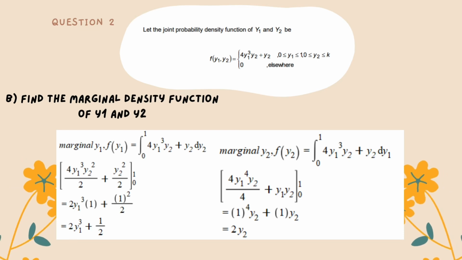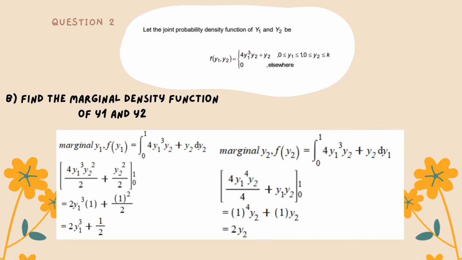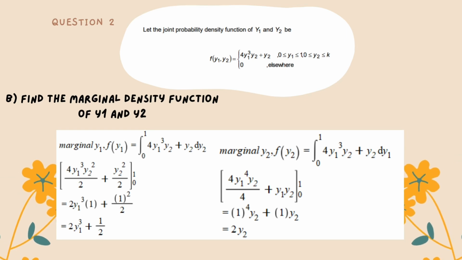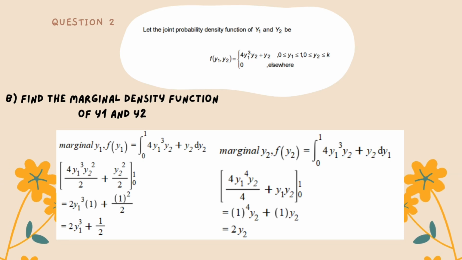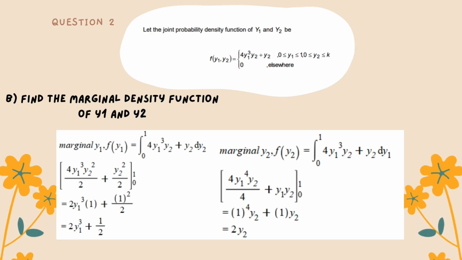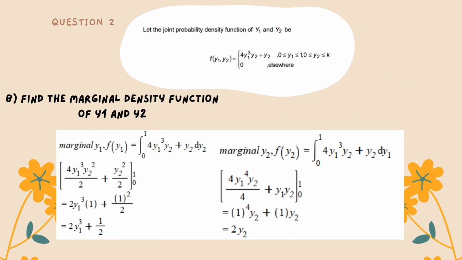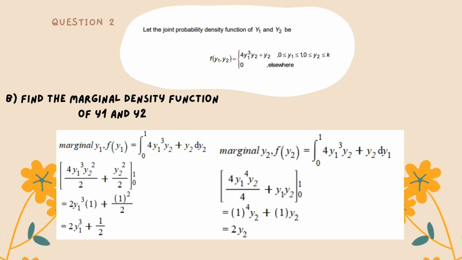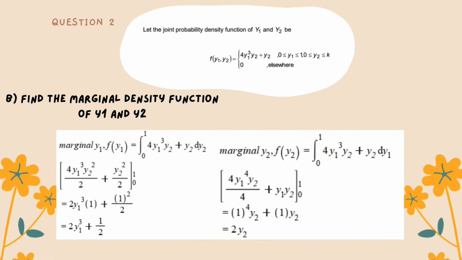To find the marginal density function of y1 and y2, we integrate the joint probability density function f(y1, y2) over the other variable. For the marginal density of y1, we integrate f(y1, y2) equal to 4y1^3 y2 plus y2 with respect to y2 over its range, y2 more than or equal to 0 and less than or equal to 1. After the integration, we will get 2y1^3 plus y1 over 2.